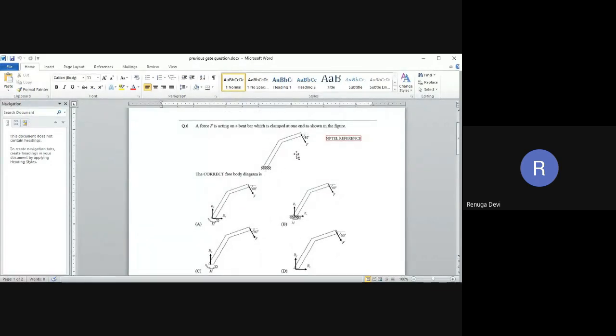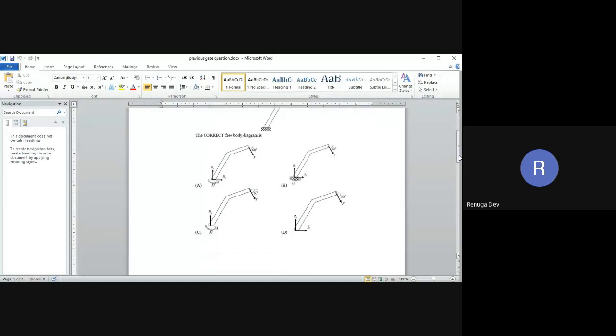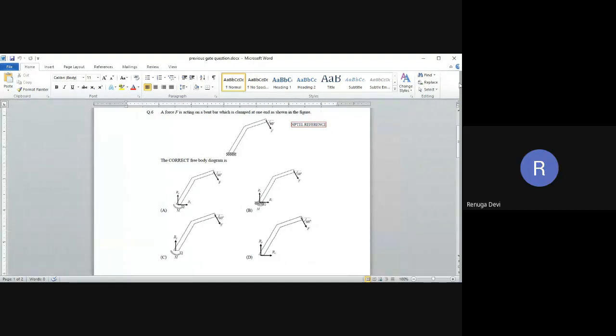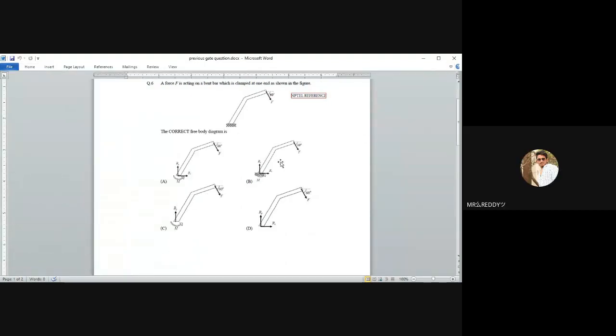Yes, you just see here, these are the 2 questions I have taken. The force F is acting on a bent bar which is clamped at one end, as shown in the figure. The correct free body diagram is, so they asked for the free body diagram. Which one will you get here? Just see here, this is the fixed end, and here the angle is 60 degrees. The force is acting here. Anyone? What happened?